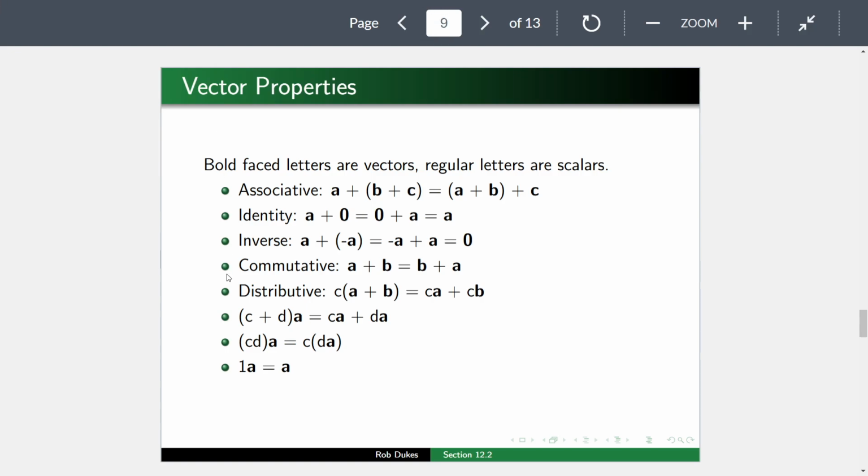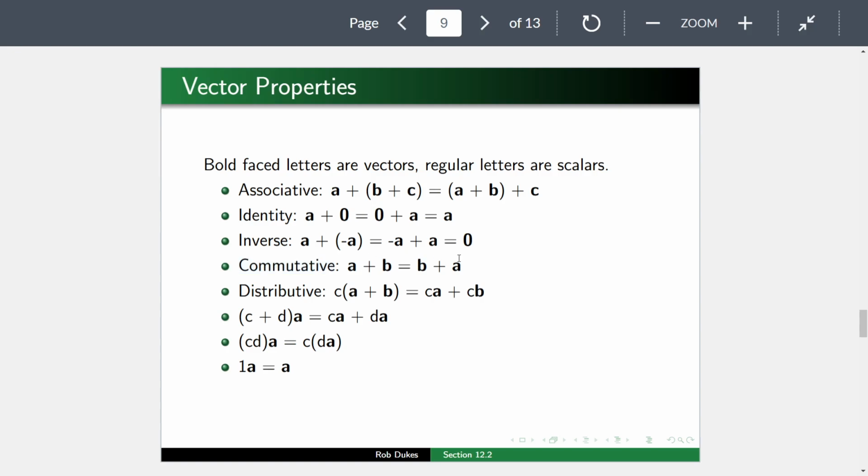The associative property: if we regroup parentheses with addition, that's fine, it doesn't change anything. If we add the zero vector to a vector, we get the same thing we started with. There's an inverse: if you have a vector A and you add negative A, that gives you 0. These three properties combined are called being a group. If you ever take abstract algebra, you'll talk a lot about groups.